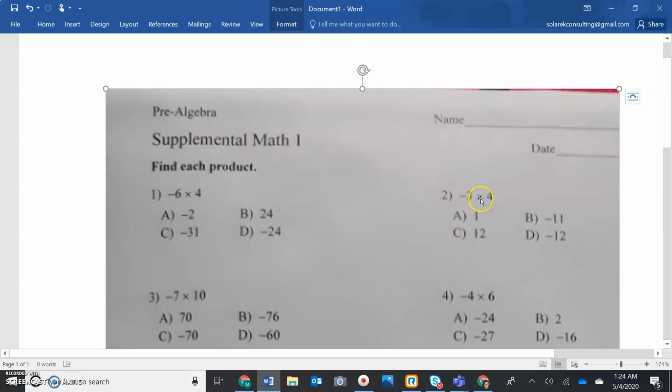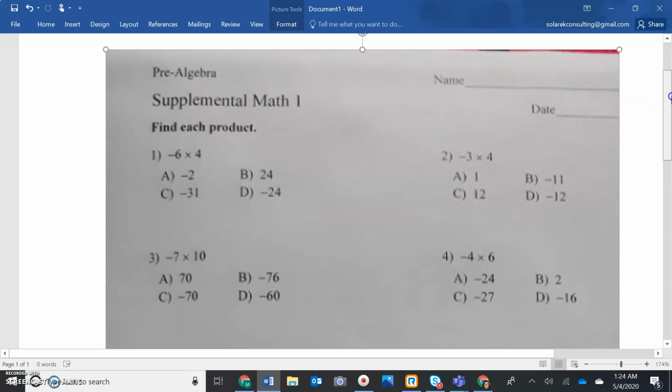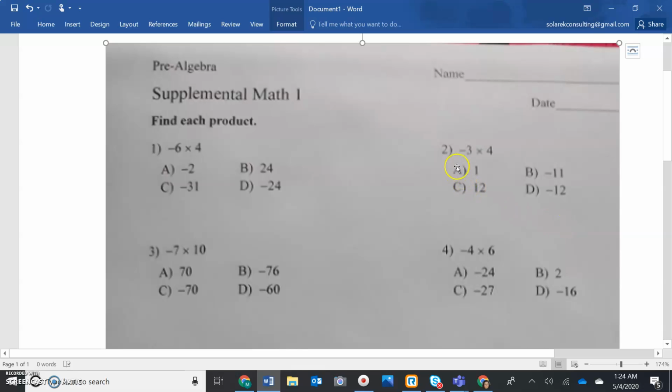Negative times a positive is a negative. So it can't be A and it can't be C. It either has to be B or D because your answer is a negative. What is 3 times 4? If you don't know what 3 times 4 is, please stop the video that you're watching, go into your telephone and figure out what 3 times 4 is. Meanwhile, don't forget this. Negative times positive equals negative. So it's one of these two.